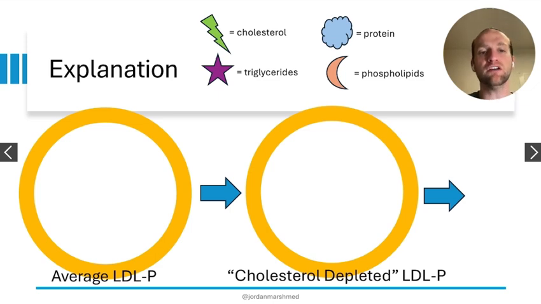Okay, so here on the top, I have this little key where I'm going to show you how much cholesterol, kind of like a lightning bolt, is typically found within an LDL particle, how many triglycerides are typically found within an LDL particle, so that's the star, the protein is kind of like the cloud, and the phospholipids are like the moon. And this is exactly how it looks inside your body. I hope you just know how great I've described this for you, okay? That's a joke.